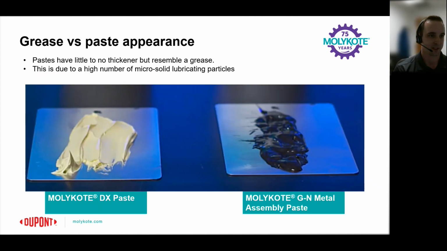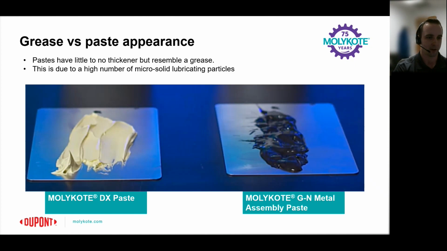Let's get into paste specifically. First, looking at the paste appearance and how they're similar to a grease. So you might look at a paste and say, wow, this really looks kind of just like a grease does. Although they really look similar, they're in many ways different. Pastes have little to no thickener, whereas a grease has a thickener as its second most plentiful ingredient. They look similar because a paste is comprised of primarily microsolid lubricating particles. That high number of solids really gives it that high consistency appearance of a grease.